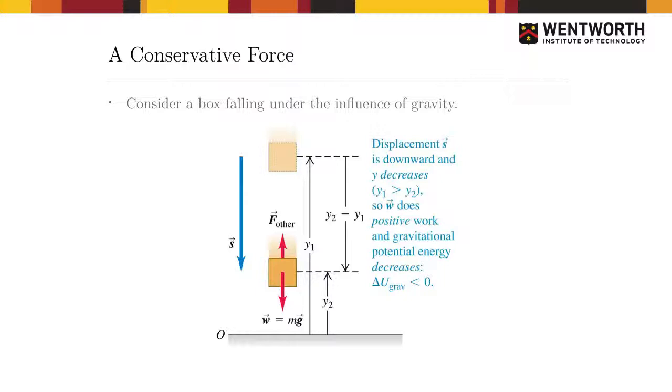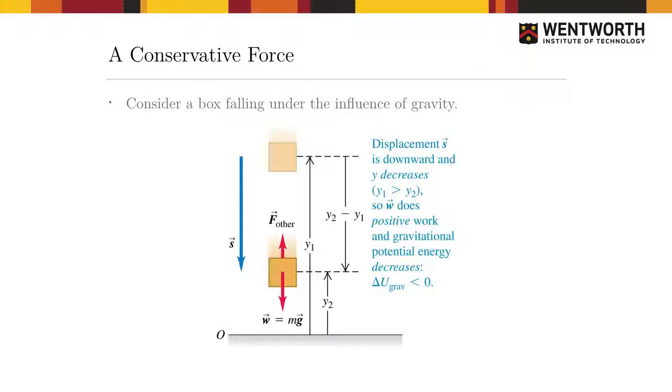Now, what about after it passes through the maximum point of its trajectory and starts moving back down from y2 to y1? In this case, the displacement vector points vertically downward. And if you look at the gravitational force, it too points vertically downward, as it always does. Therefore, on the way back down, the gravitational force acts in the same direction as the displacement, and so it does positive work on the box.